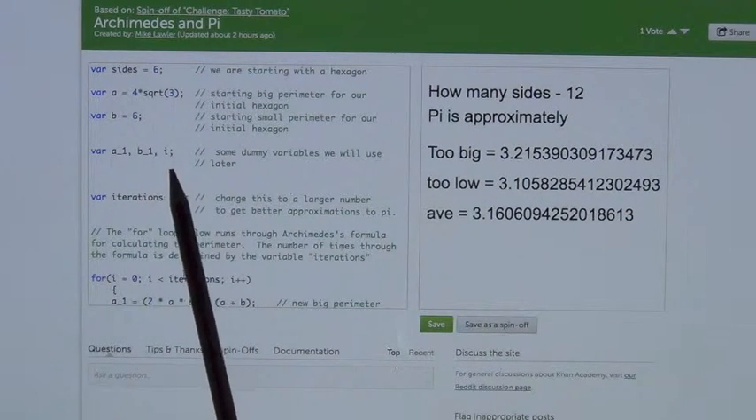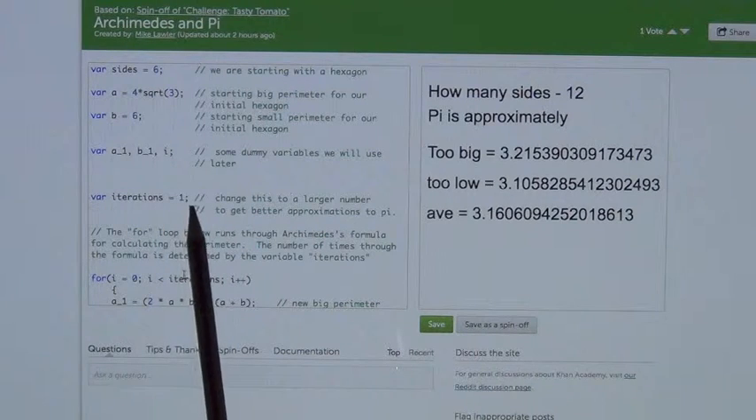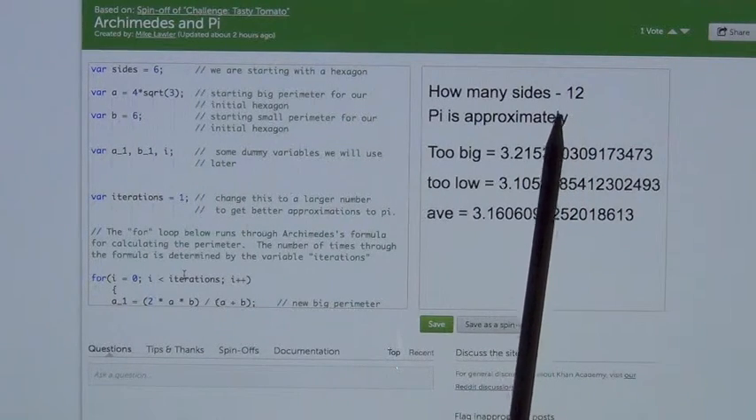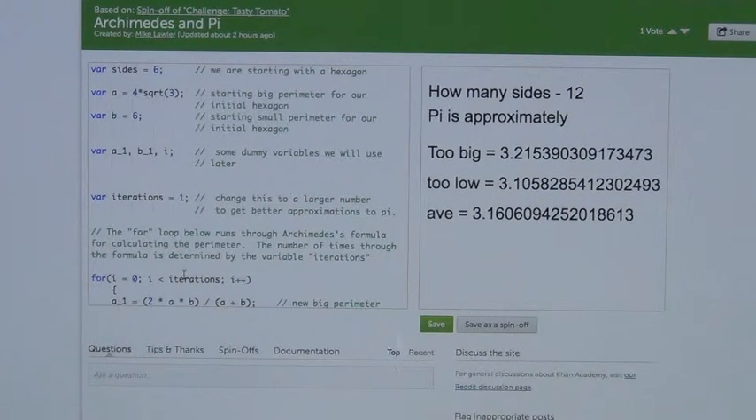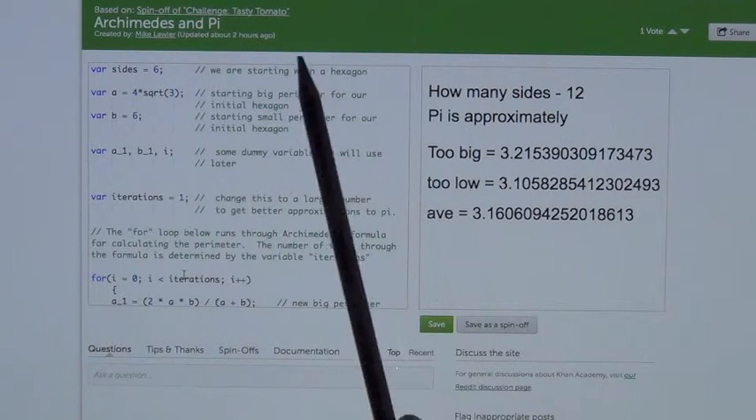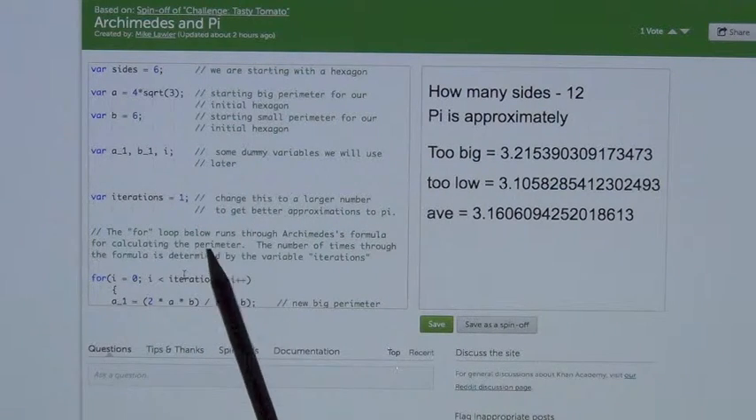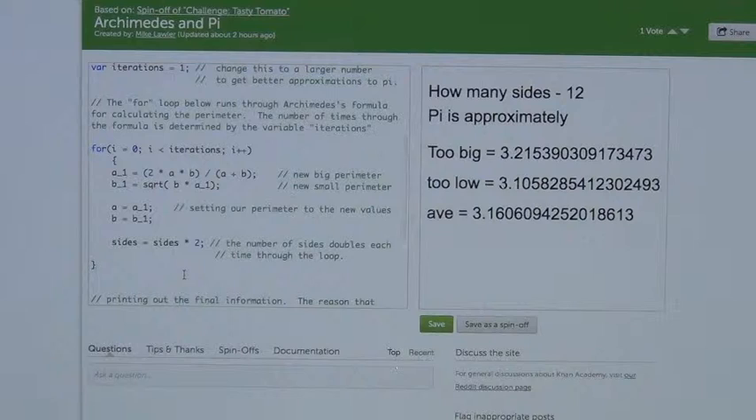These are just some dummy variables that we're going to use later. Iterations tells us how many times we're going to loop through. When I set it equal to 1, we're going to do a 12-sided polygon. Because remember, each time through, the number of sides doubles. So we start with 6, we go through once, we get to 12. If we go through twice, we get to 24. Good job. And here's our for loop where we do our iterating.